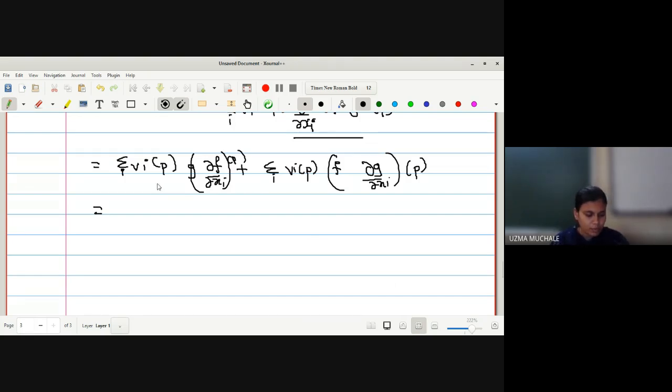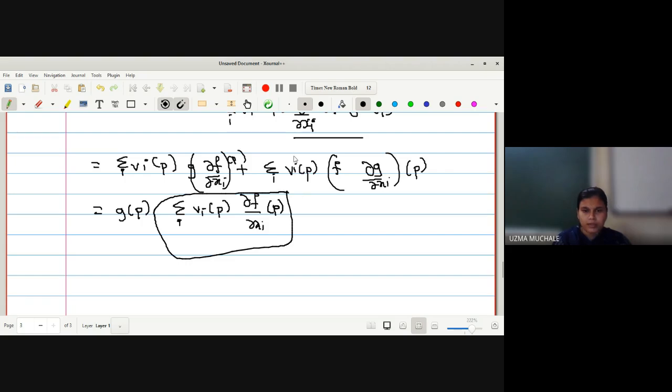Can anyone guess how to write this one? Okay, let me do this. Here g at a point p we have written, so I can keep this g at p as it is. What is inside the summation? Summation over i of v_i at p times ∂f/∂x_i evaluated at p. Now, if you remember the value of this, you should find it out. Next, f at a point p I keep outside, and I write all the terms with the summation: summation over i of v_i at p times ∂g/∂x_i at a point p. Here also we can get the value of this.